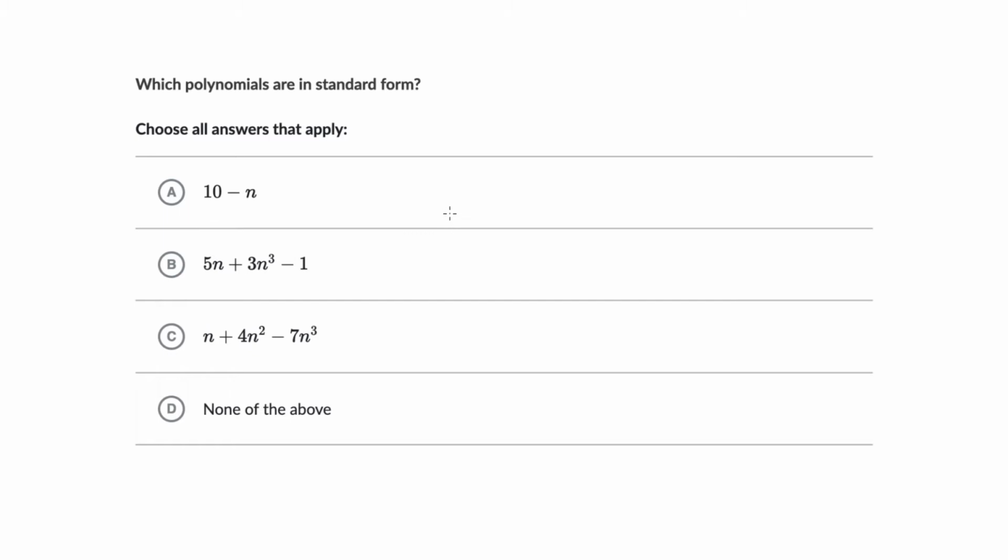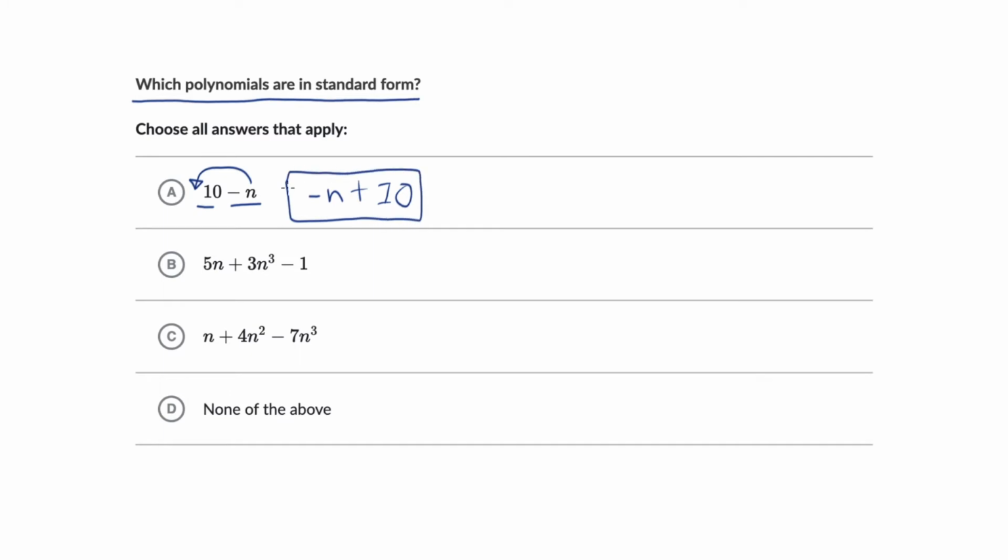Alrighty, this is problem number 4. It's asking us which polynomials are in standard form. So we did a problem like this already, but that's okay. The more practice, the better, right? So let's start with A. We have two terms here, and we have a constant as the first term. That's a big no-no, because we have a variable right here. Anything that has a variable in it should go in front of the polynomial. So the correct way to put this in standard form would be negative n plus 10. That would be the correct way.